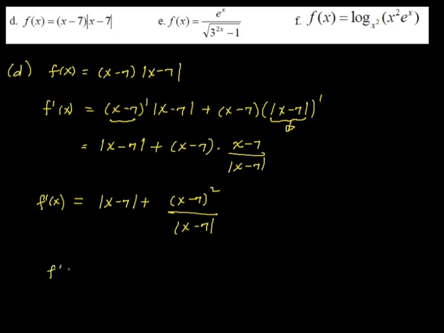So the derivative of f exists for every x except 7. We can't take x equal to 7 in f. So this is the answer for part D.